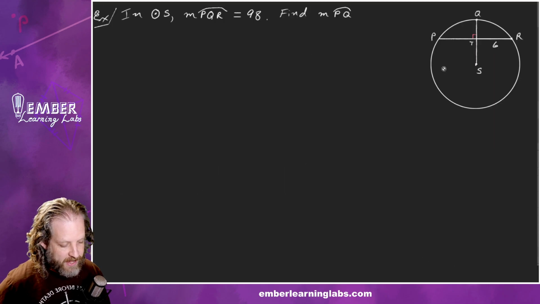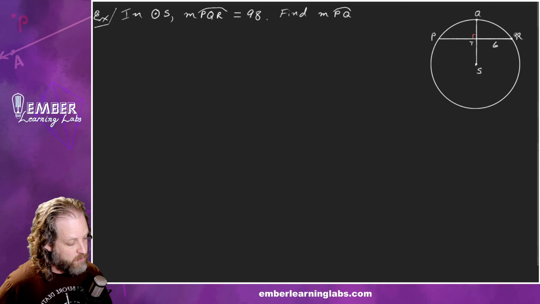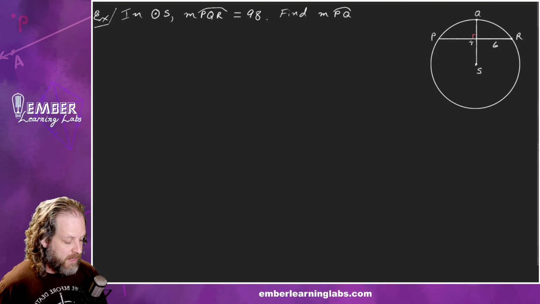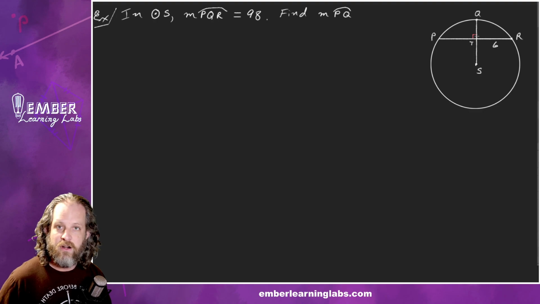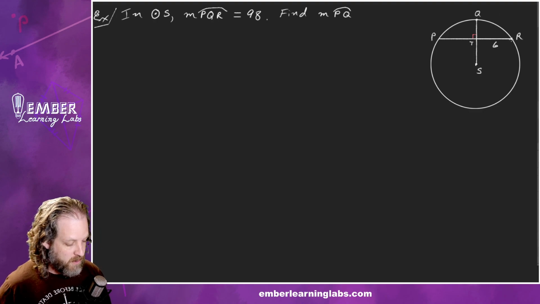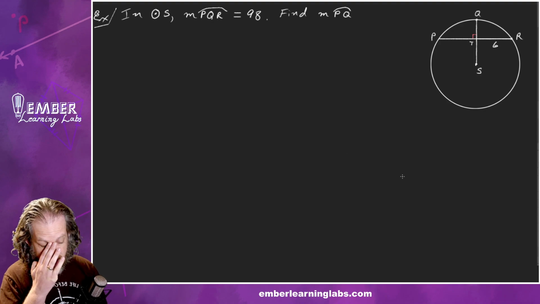So in circle S, the measure of arc PQR. Now, why does it say the measure of arc PQR? Well, if it just said the measure of arc PR, that could either be this major arc here or this minor arc. So arc PQR equals 98. So all of this is 98. So find the measure of arc PQ.